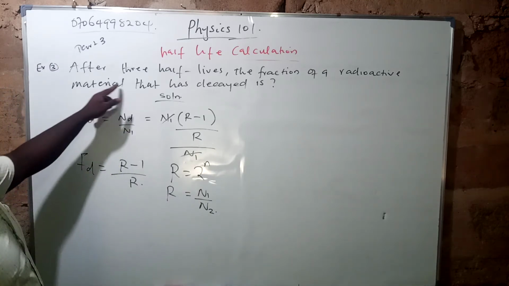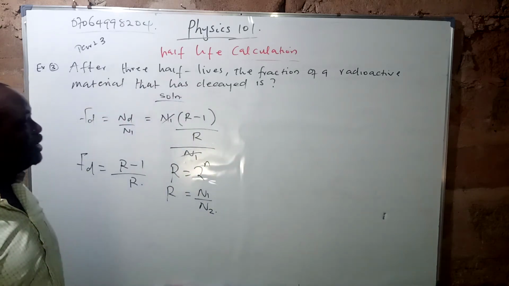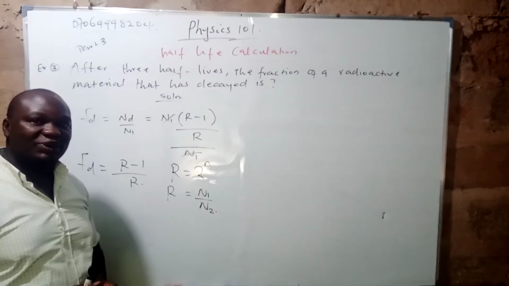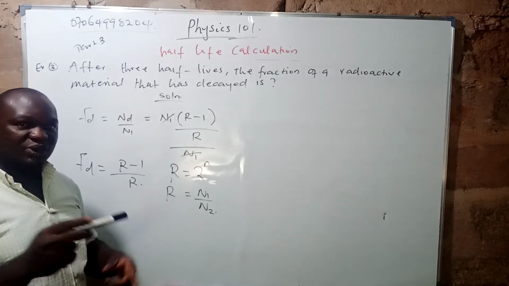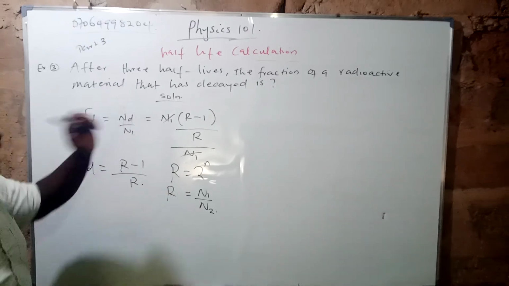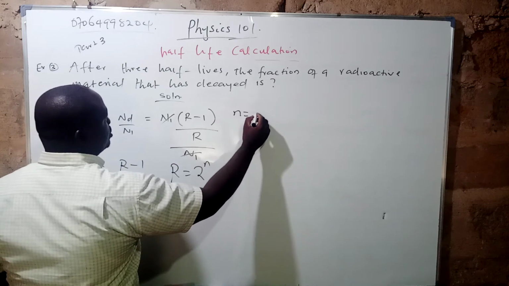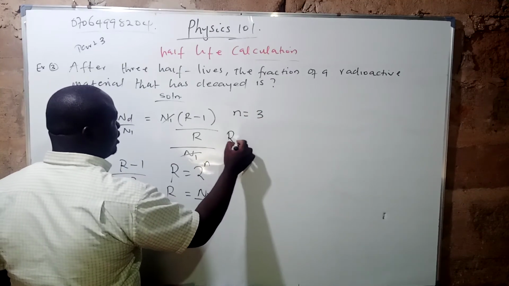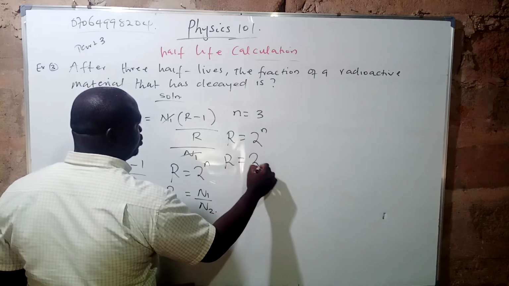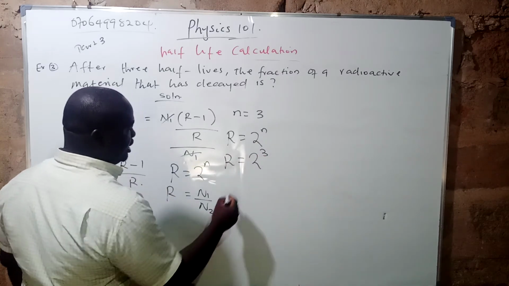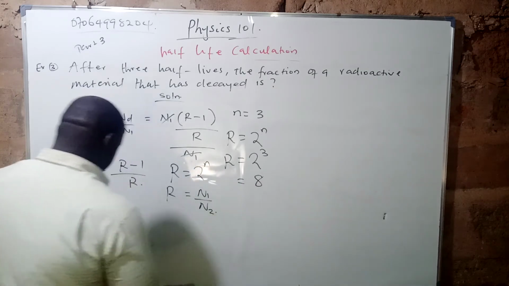Now, remember, after 3 half-lives, be very careful with this question. They have already given you N. You don't go and do small t all over capital T, because you're already given N directly. So your N is equal to 3. So your R is equal to 2 raised to the power of N. So your disintegration ratio is 2 raised to the power of 3, which is 8.